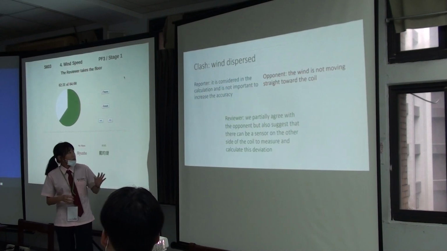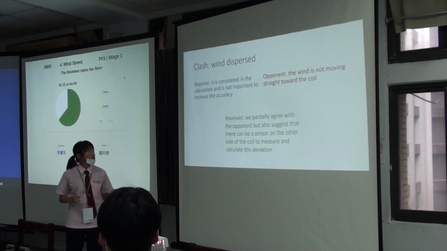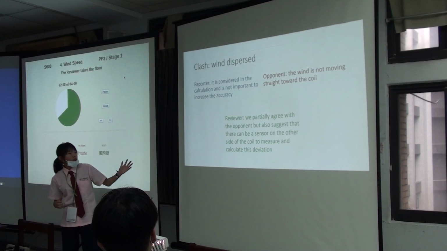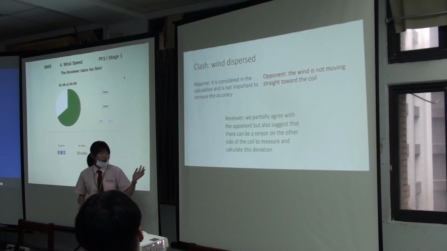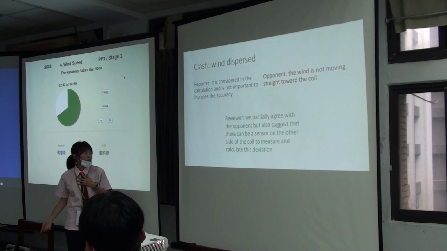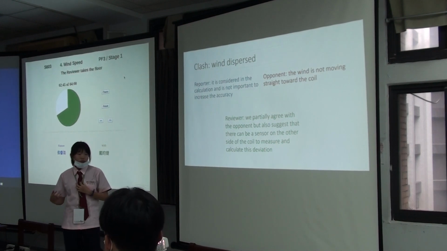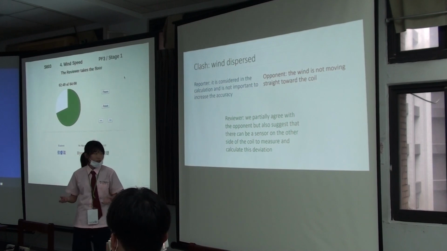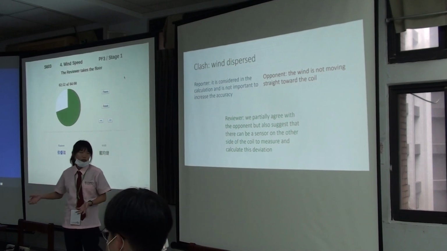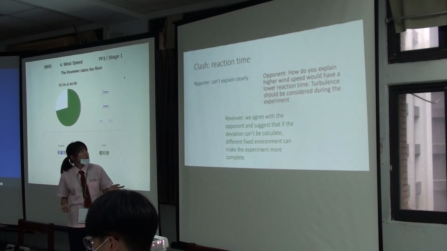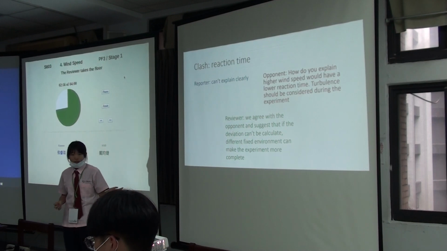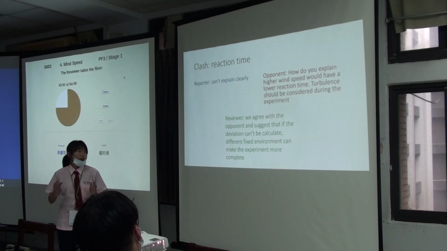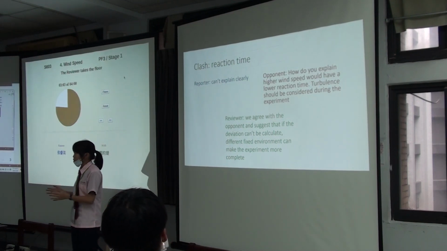And then also, one clash part was how much the wind could actually be captured. So this is how they thought, and we partially agree with the opponent, but we also suggest that there can be a sensor on the other side of the coil to measure and calculate to eliminate the deviation. And also we have the reaction time. We don't have a really clear physical explanation why we get that, but I understand that this is an observation that the reporter saw.